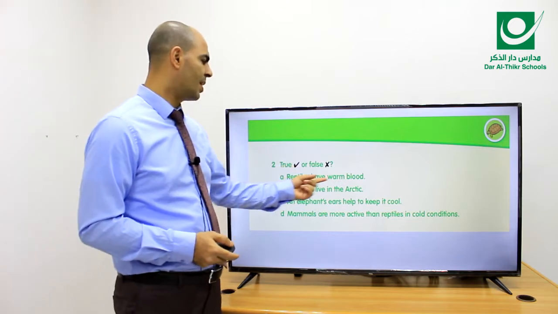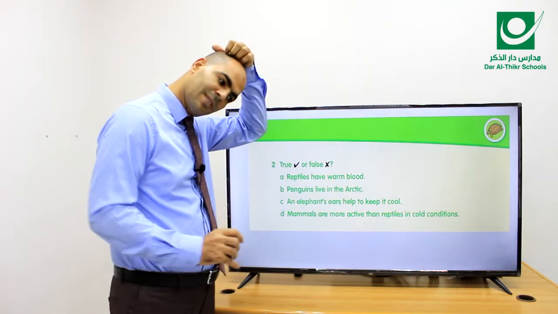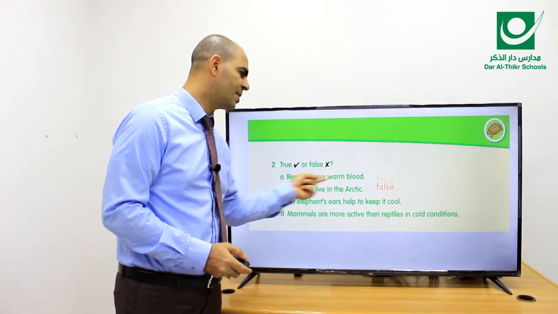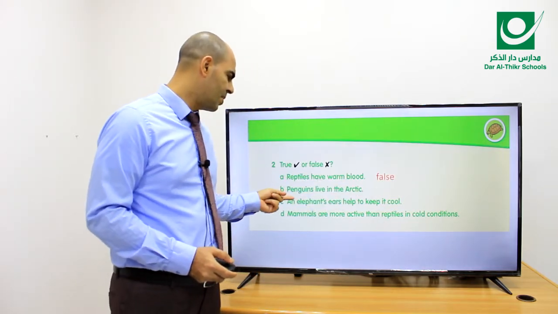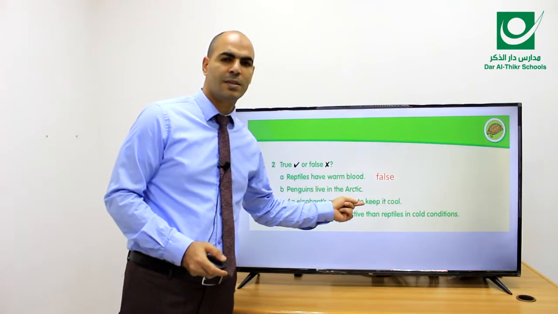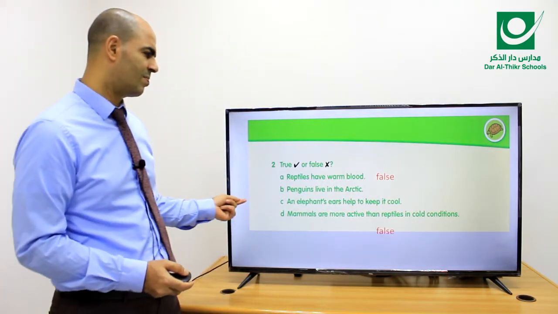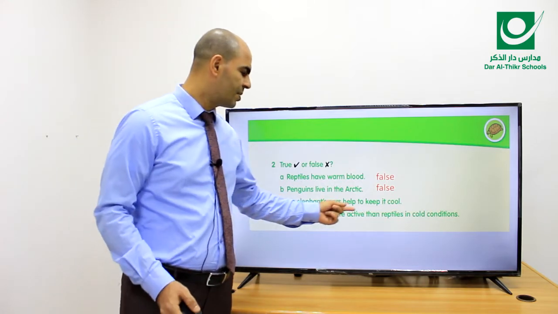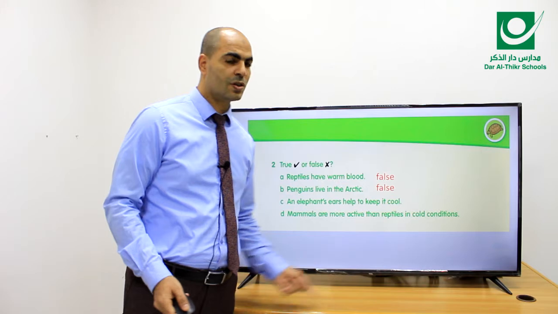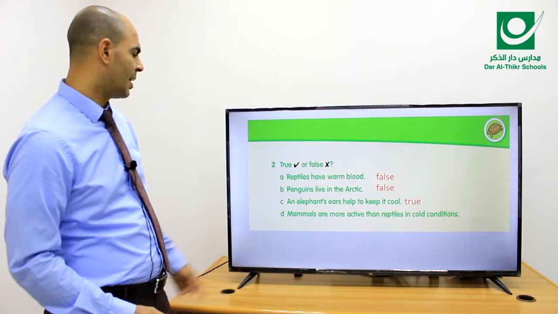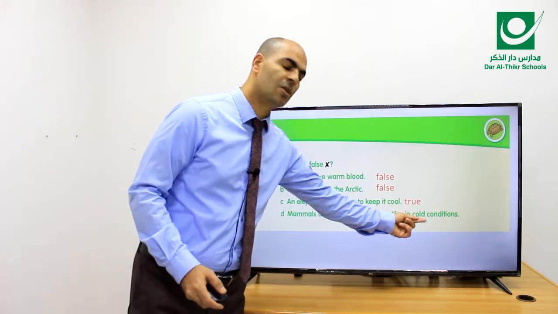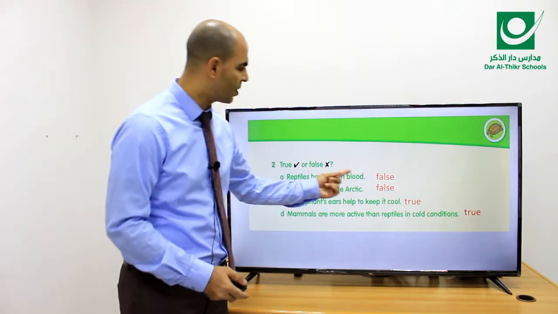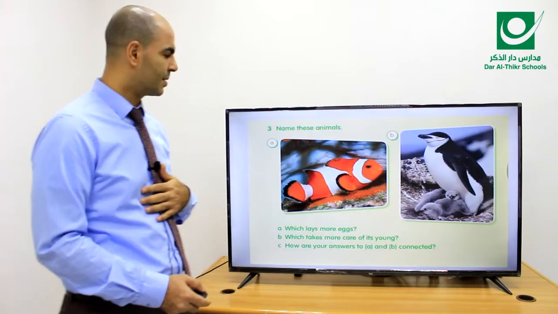True and false. Reptiles have warm blood. Reptiles need the sun. Of course, no, this is false. What about number B? Penguins live in the Arctic. Penguins, false. They live in the South Pole. An elephant's ears help to keep it cool. Of course, that's true. And last one, mammals are more active than reptiles in cold conditions. Of course, yes, that is true. So write these words next to the sentences.